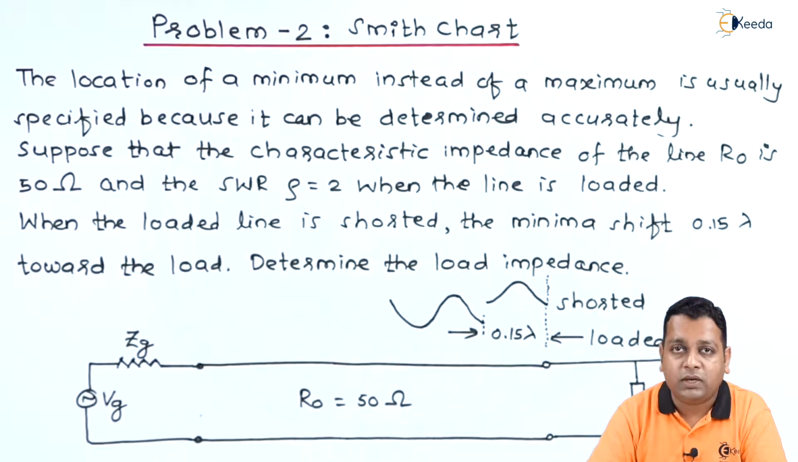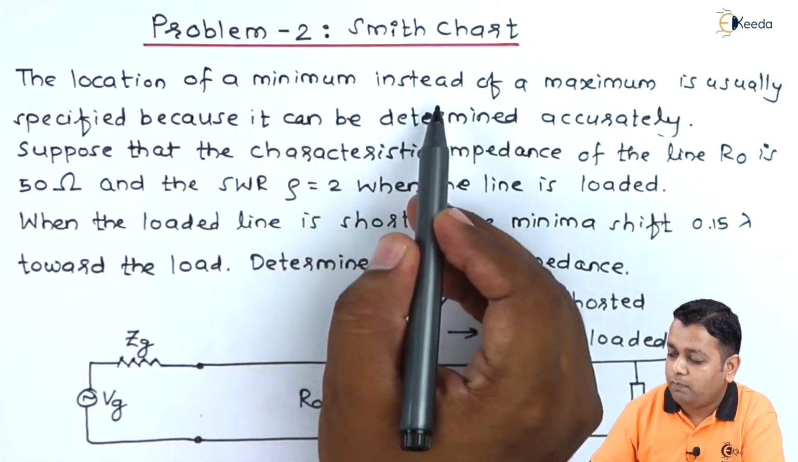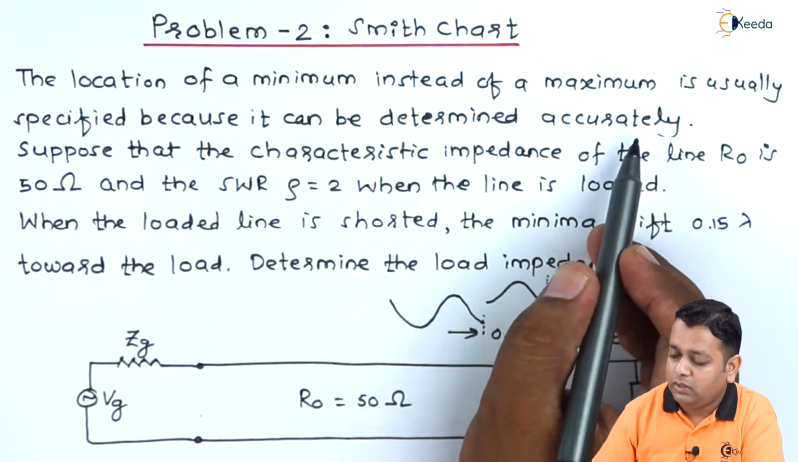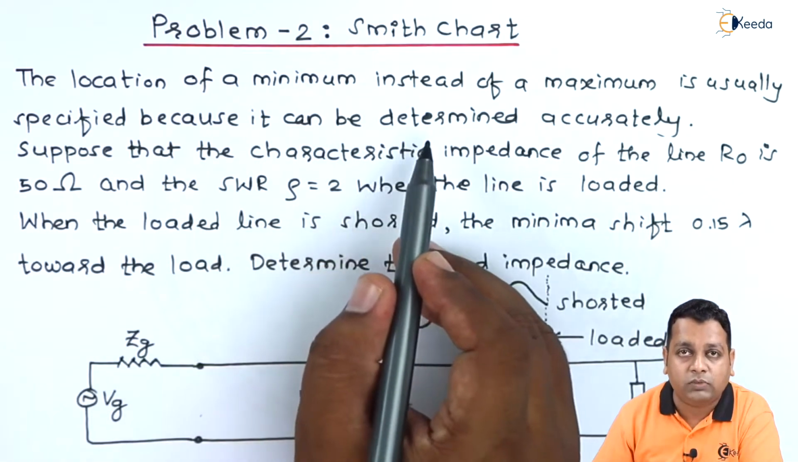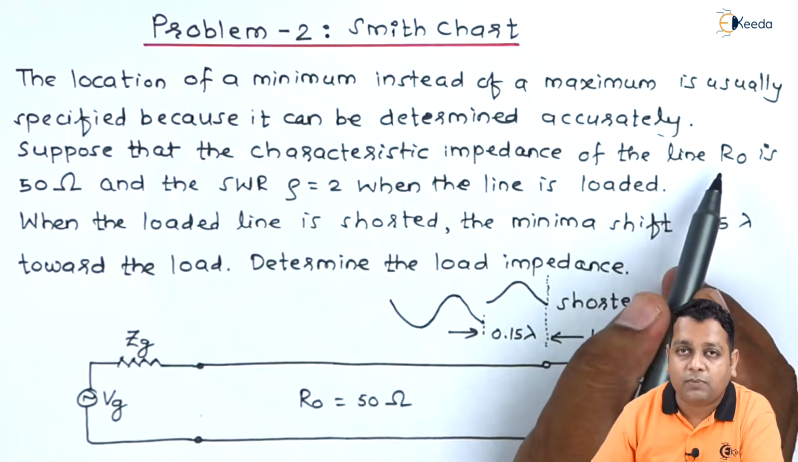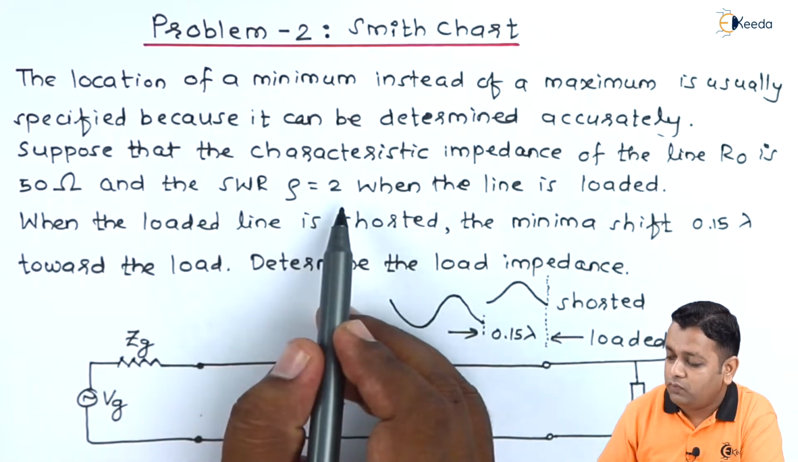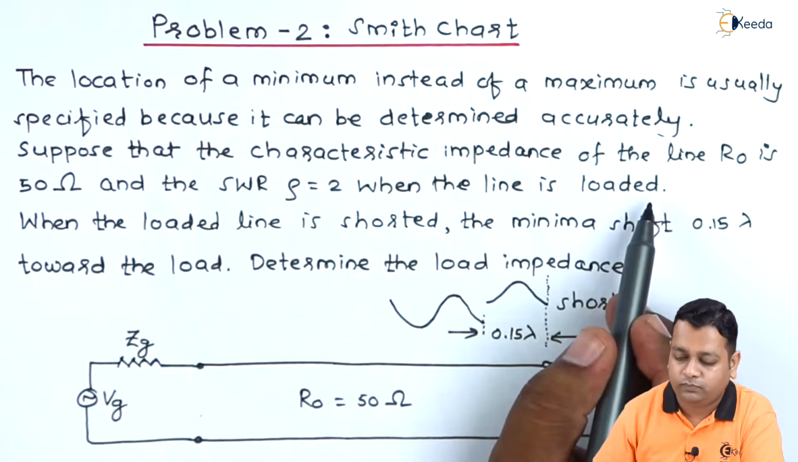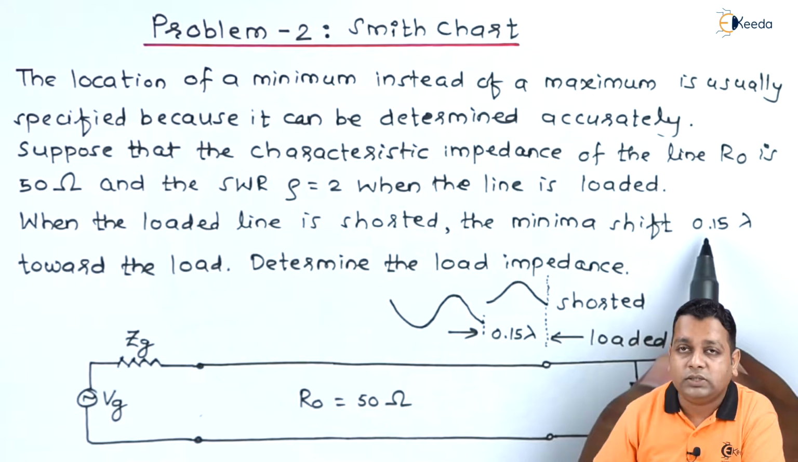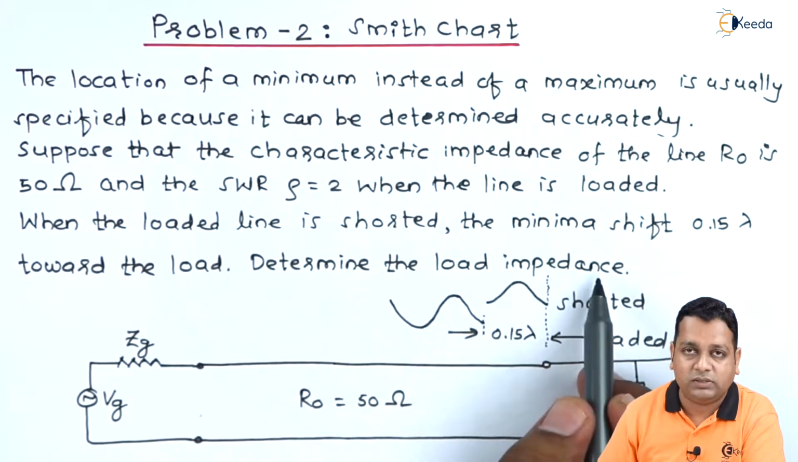So here the problem statement starts with a statement: the location of minimum instead of maximum is usually specified because it cannot be determined accurately. We shall definitely justify this statement with the help of the Smith chart. Suppose that the characteristic impedance of the line, denoted as R0, is 50 ohms and the SWR rho is equal to 2 when the line is loaded. Now when such a line is shorted, the minima shifts by 0.15 times lambda towards the load. We are asked to determine the load impedance.